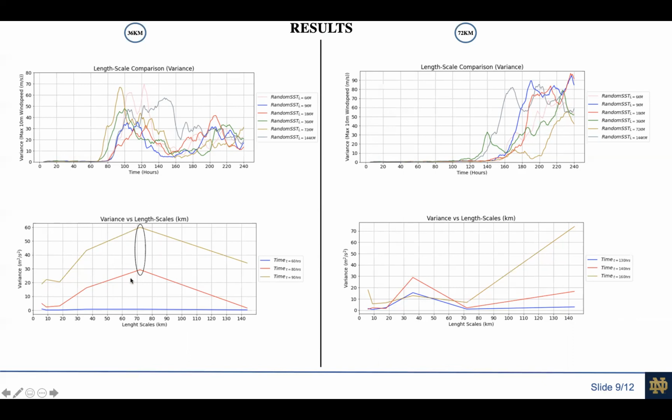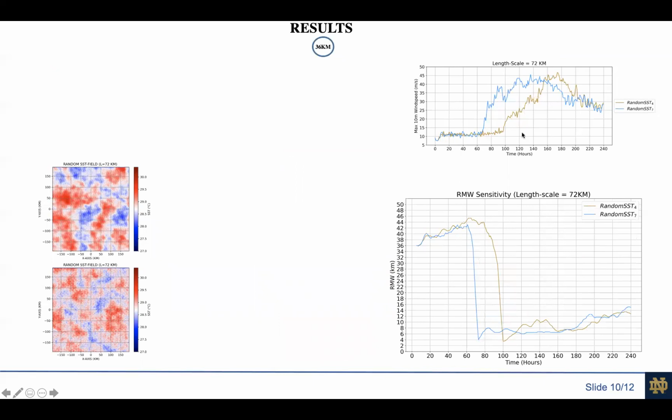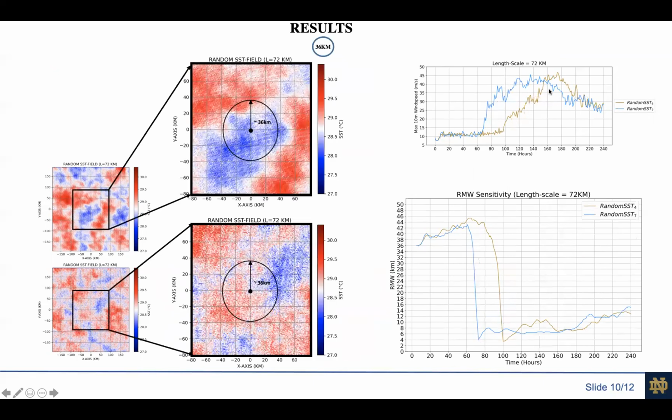To investigate the reason behind this maximum variance seen for a length scale of 72 kilometers, we took a look at the random fields used in generating these simulations. A closer look at these 2 simulations with widely spaced onset of rapid intensification basically suggests the dynamics responsible for the delay in the onset of rapid intensification for this simulation with this SST field.